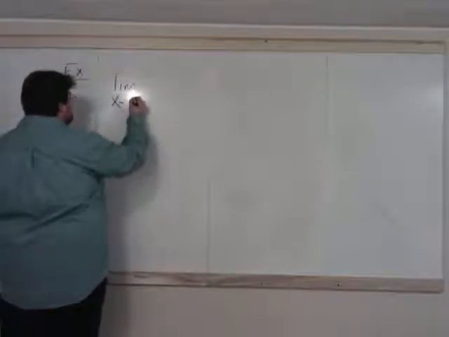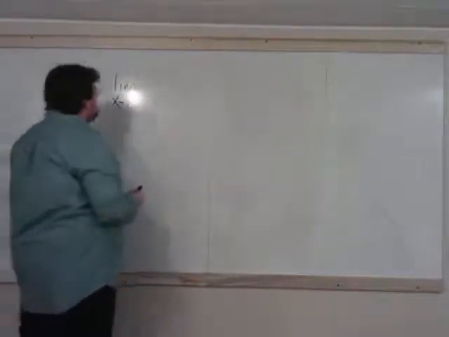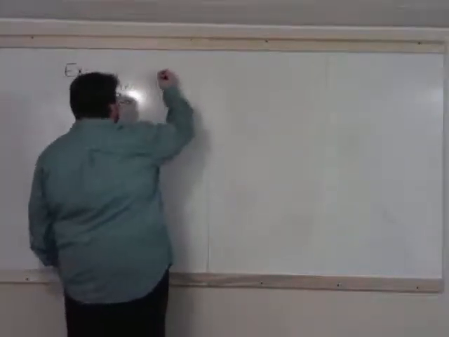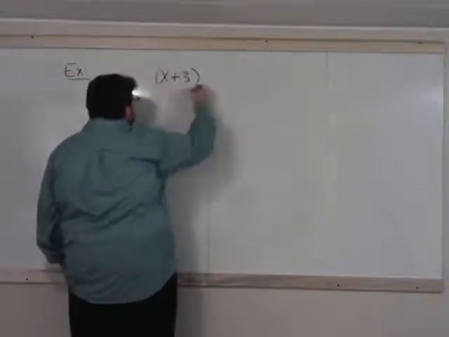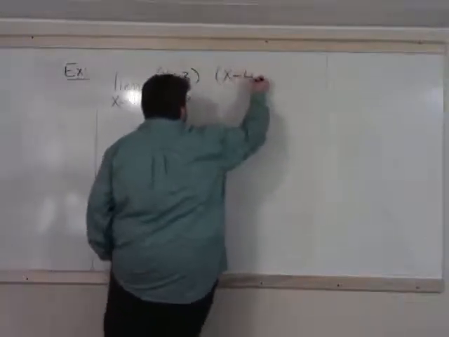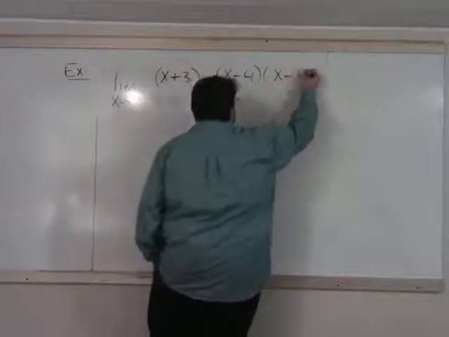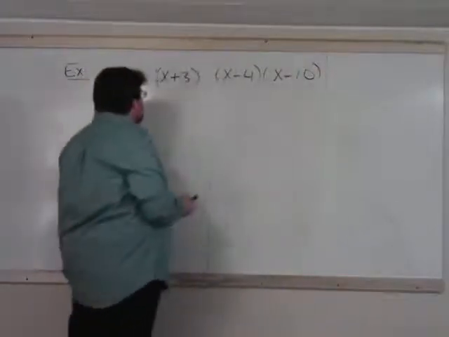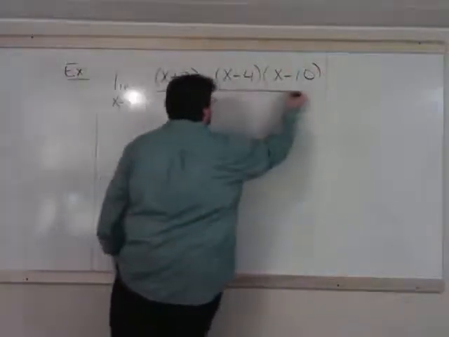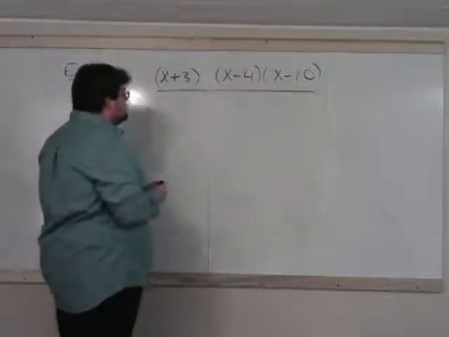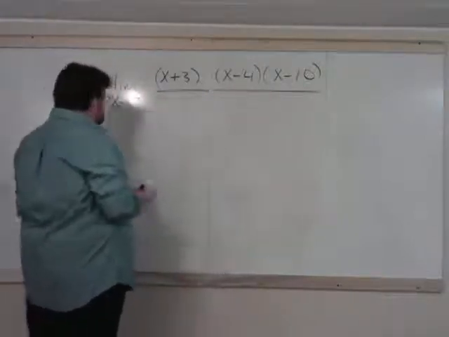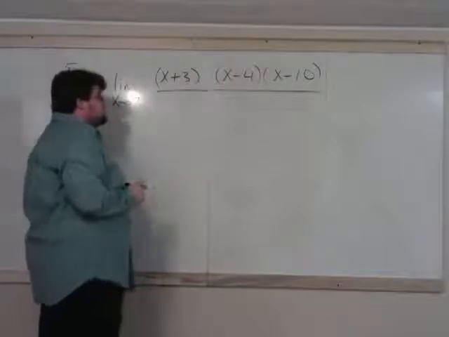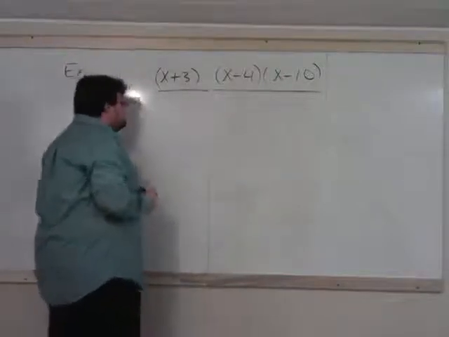Limit as x goes to 7 of x plus 3 times x minus 4 times x minus 10, all over. So this is one fraction. I don't like writing on the seams of the chalkboard because they're annoying to erase.